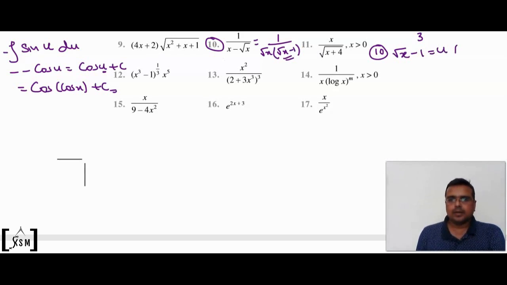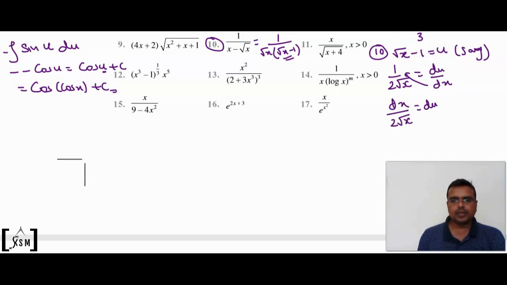Let's differentiate with respect to x. So root x, we have learned, differentiation is 1 over 2 root x. This you can memorize. Root x differentiation is 1 over 2 root x, very frequently used. And u differentiation gives dx over 2 root x equal to du, right? Here I need dx over root x. I don't need 2, right? So I will bring this side.